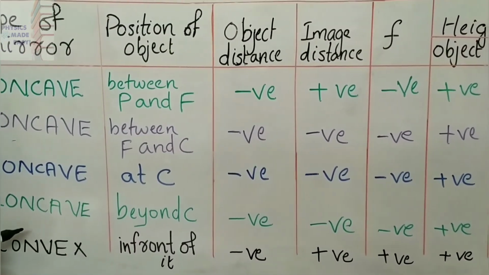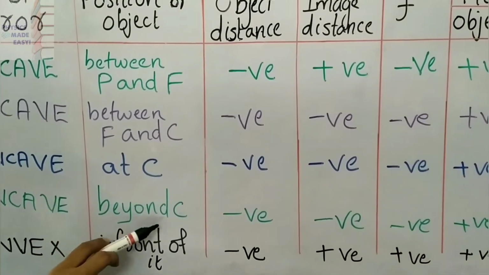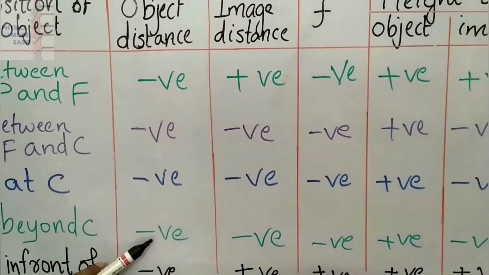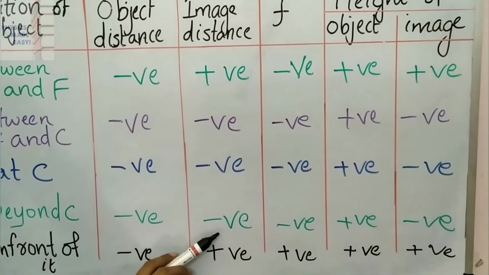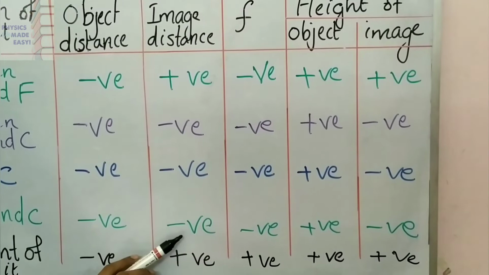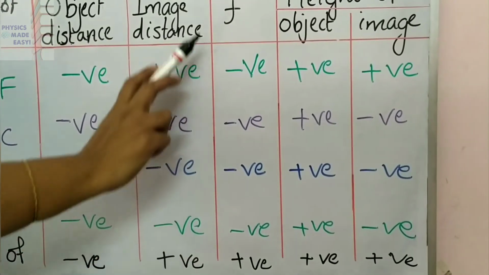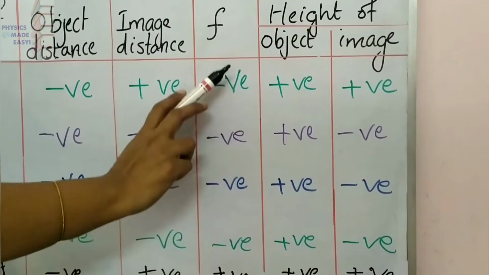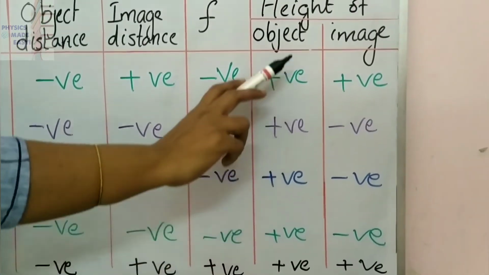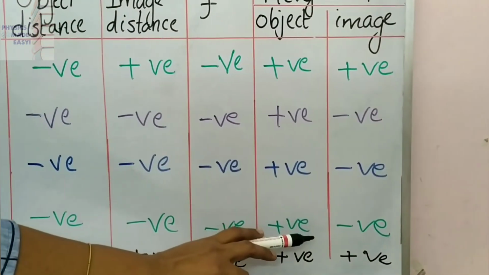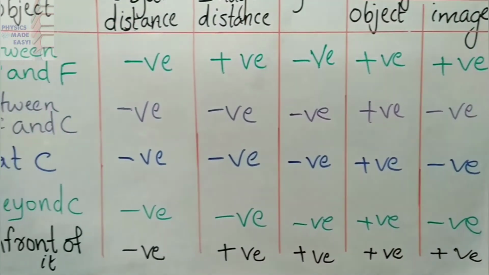Again concave mirror, if the object is beyond C, object distance you have to take as negative, image distance will be negative. Why? Because you are getting the image between F and C there. Focal length will be negative, height of the object will be positive and height of the image will be negative. There also you are getting real and inverted image.